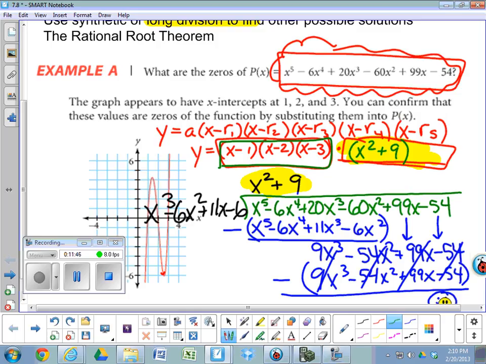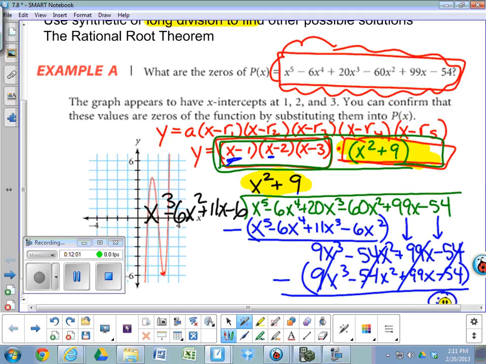Now, the last thing I'll leave you with is, is this now a valid fifth degree equation when you see it in this format? How many x's do you see? 1, 2, 3, 4, 5. X to the 5. Okay?